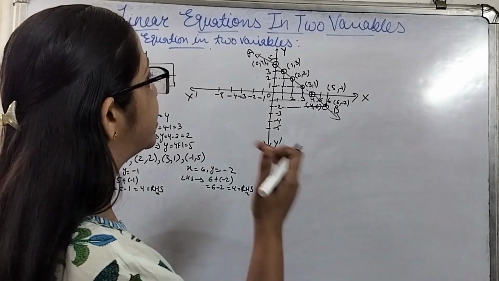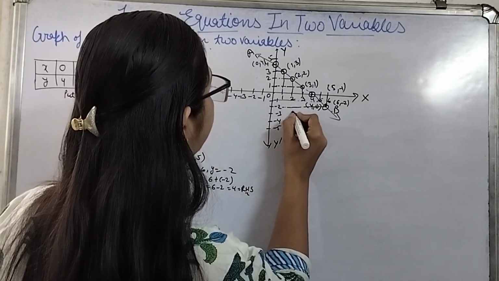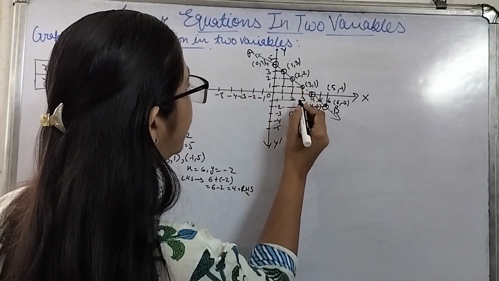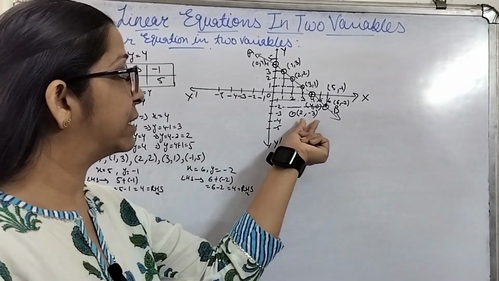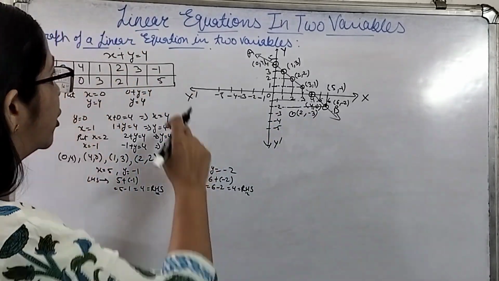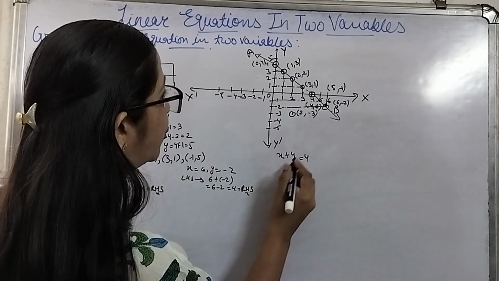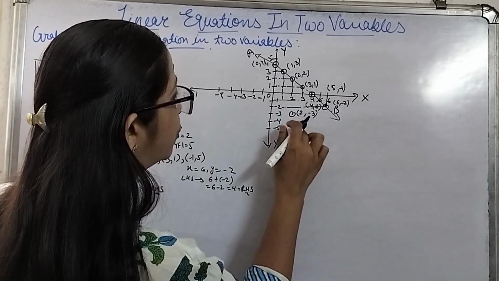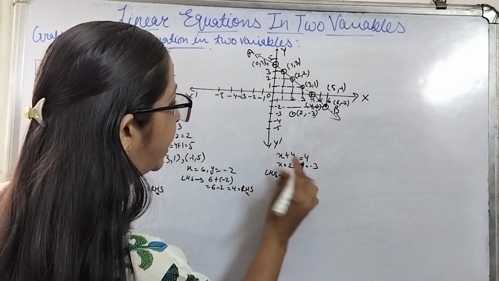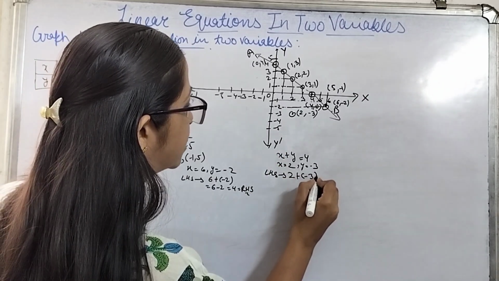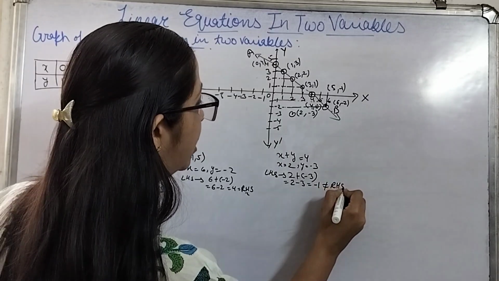Now one more thing, suppose I am taking this point, where the x coordinate is 2 and the y coordinate is -3. If I put this into the equation x plus y equals 4, keeping x equal to 2 and y equal to -3, then the LHS part becomes 2 minus 3, that is -1, and it is not equal to the RHS.